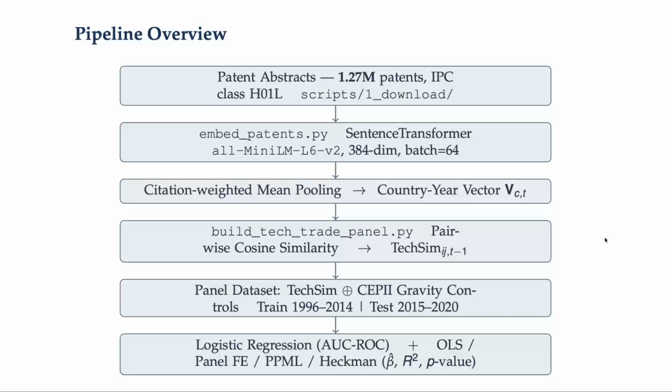And by doing so, I finally get the country-year vectors to calculate technology similarity. And then I build up the panel dataset. After the calculation of technology similarity, it is merged with the corresponding gravity dataset, which comes from the CEPII.